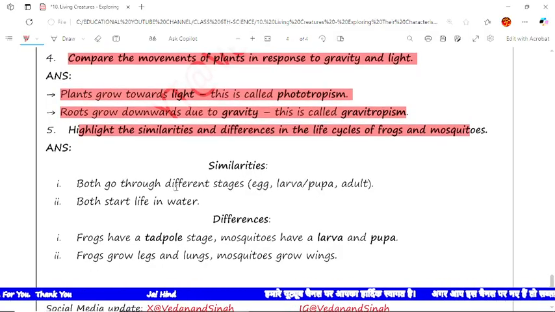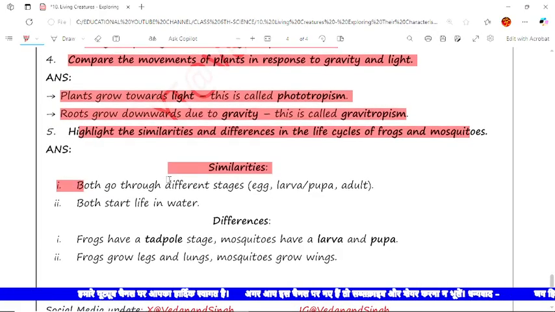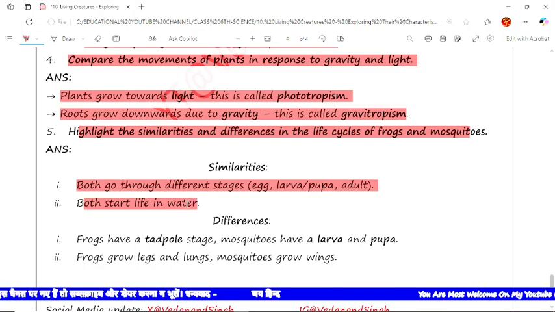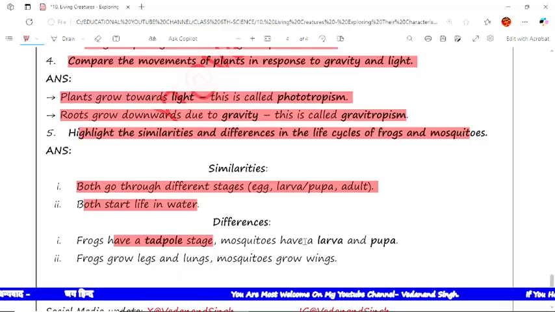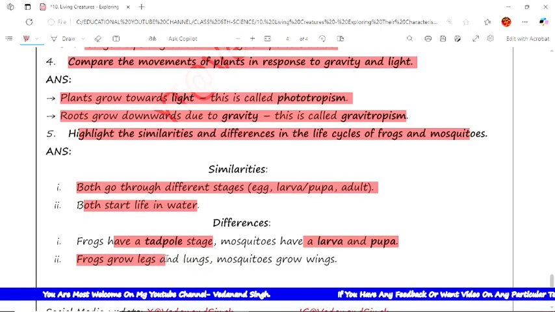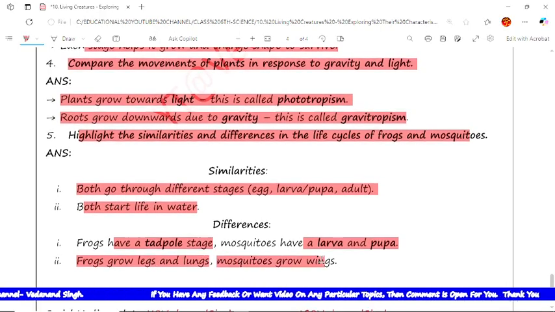The next and last question is highlight the similarities and differences in the life cycle of frog and mosquito. So first of all, similarity is both go through different stages: egg, larva, pupa, adult. Now the next is both start life in water. The differences are frog has the tadpole stage, mosquito has the larva and pupa. And the next is frog grows legs and lungs, mosquito grows wings.